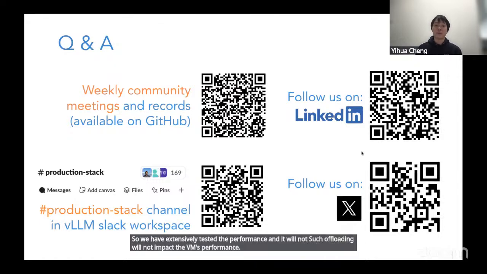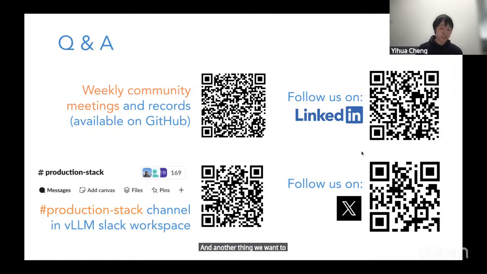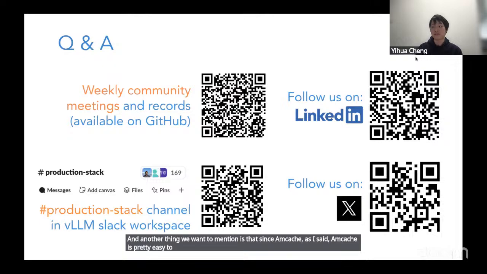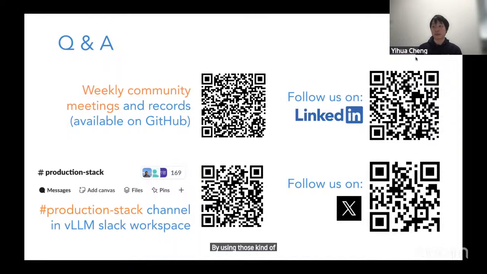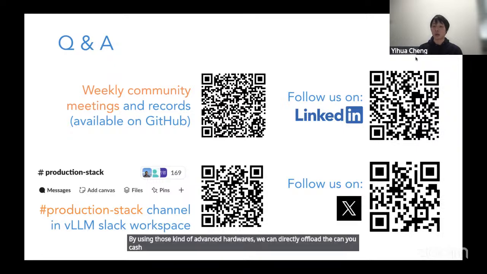Another thing we want to mention is that LMCache is pretty easy to extend, and we also have some industry collaborations on so-called GPU Direct Storage. We are happy to see that by using such advanced hardware, we can directly offload the KV cache to the storage devices without copying it to the CPU.